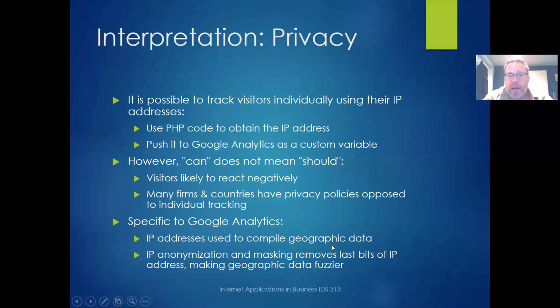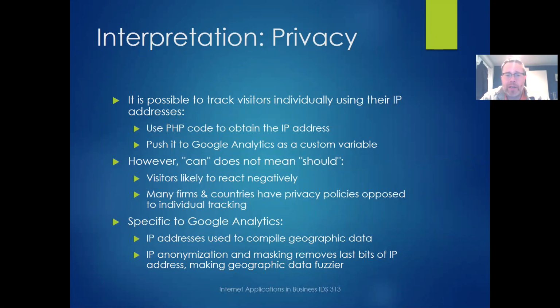All right. And privacy, other stuff. So it is possible to track visitors individually using their IP addresses, even in Google Analytics. It is possible to do it, but just because you can do something, like we know in many cases in real life, doesn't mean you should. So number one, your site visitors are likely to be unhappy about that, right? They're going to say, oh man, they're tracking me personally. Why would they do that? What do they want to know? I don't know if I should go back there. Many firms and countries, in fact, even have privacy policies that are opposed to individual tracking. US tends to not worry about that too much. Other countries in Europe, for example, often very concerned.